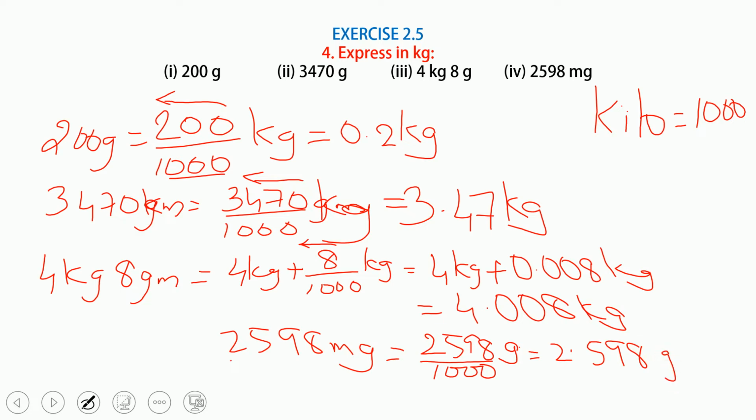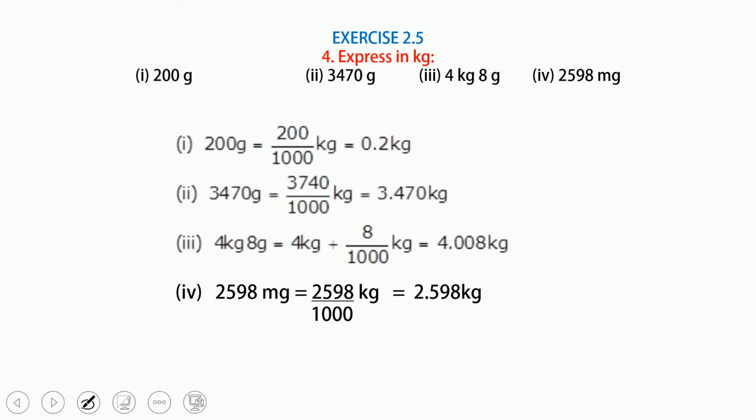Now this gram we have to convert again into kilogram. So it is 2.598 upon, again, 1000. From here we have to shift 3 places. What will it come? 0 point, 2 more zeros we have to add, then 2, 598. That much kilogram. It will come like this. I hope you understand it. Now you can do it like this.